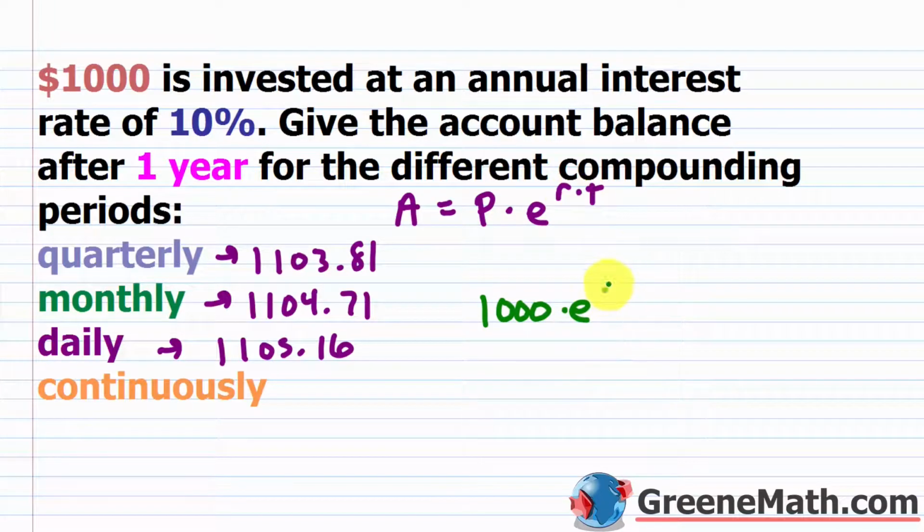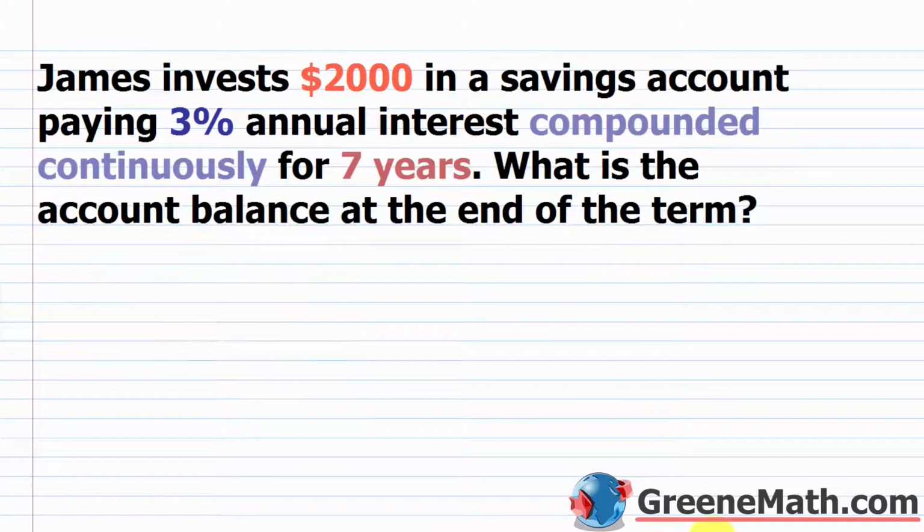Raised to the power of r, which is 0.1, and then times t, which is 1. So really, you can just get rid of this part and say we have 1,000 times e raised to the power of 0.1. And if you punch that up on a calculator, you get about $1,105.17. So you can see it's very close to what we got with daily. And if you continued out, if you went with 1,000 and then 2,000 and 3,000, as you keep increasing the number of compounding periods, you get closer and closer to the number that you get from this formula here. All right, let's look at another example.